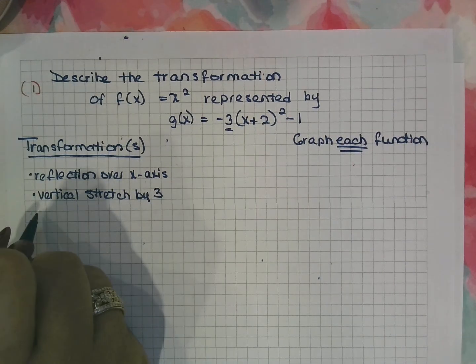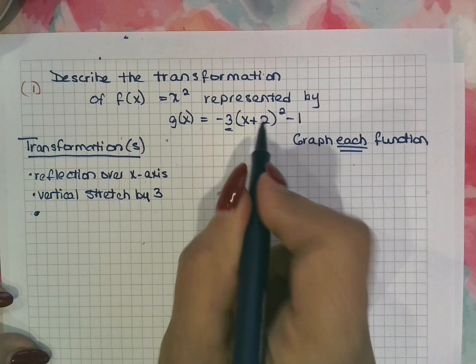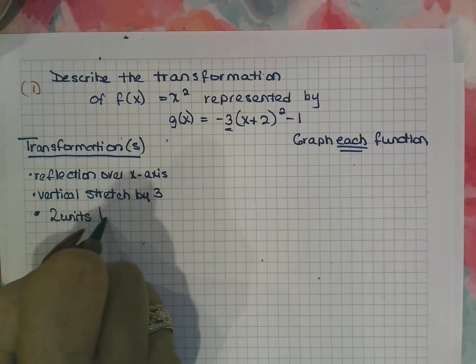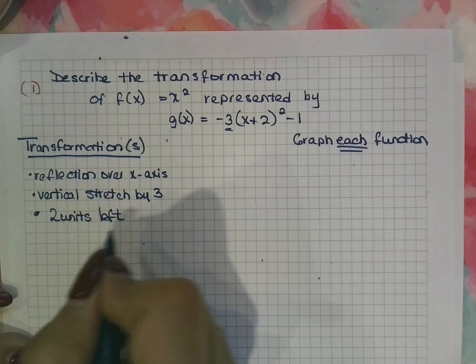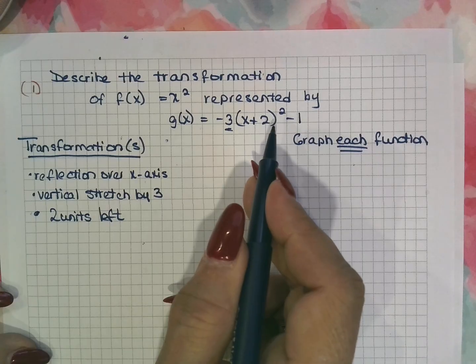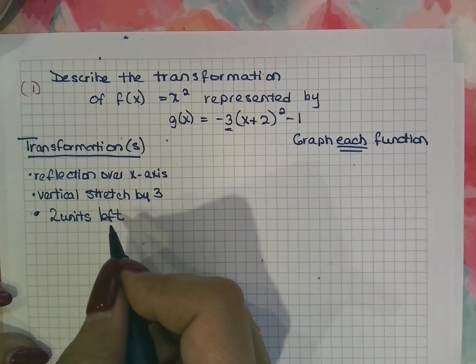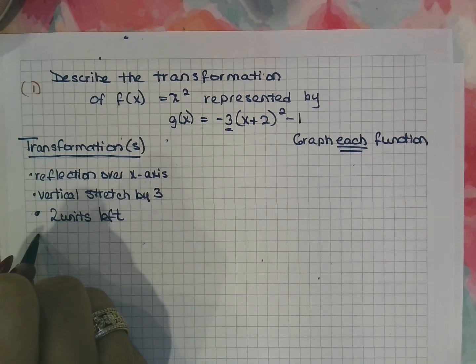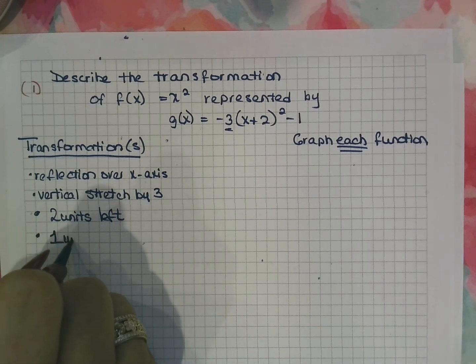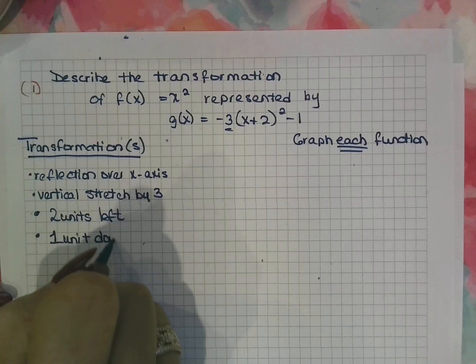the function. In here we have plus 2. That is 2 units to the left. Remember, it's counterintuitive to what you would think, but when you have an x plus 2 inside a function, you are actually moving the function to the left by 2 units. And then we have a minus 1 outside the function, which is 1 unit down.